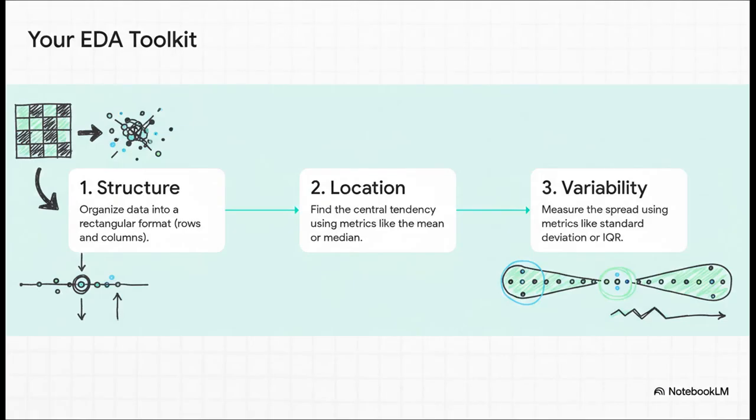Here it is, your basic exploratory data analysis toolkit. It's just a simple 3-step recipe. Step 1, structure your data. Step 2, find a typical value, your center. Step 3, measure how spread out everything is. Seriously, almost every single data project on the planet starts right here.